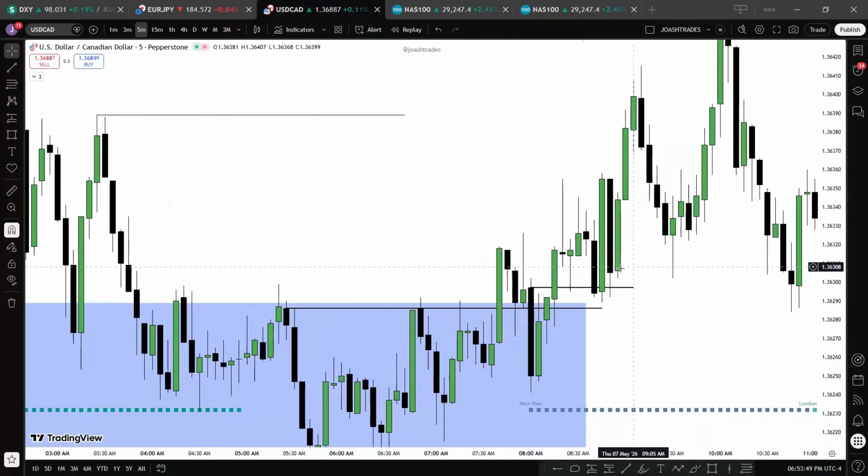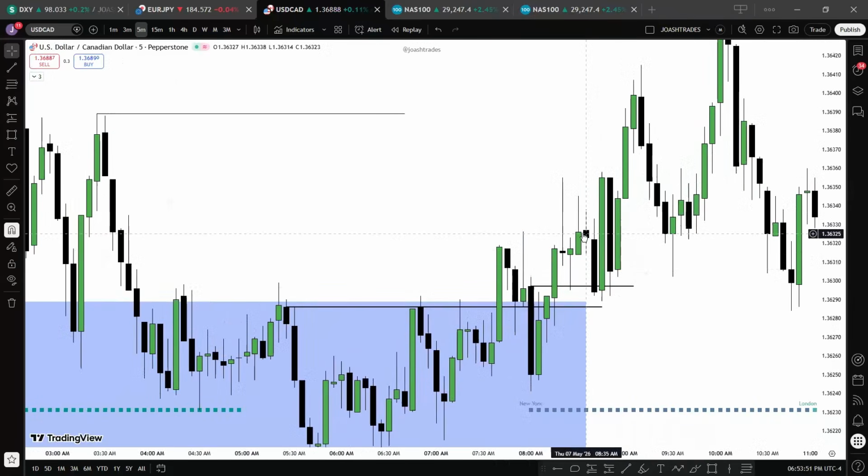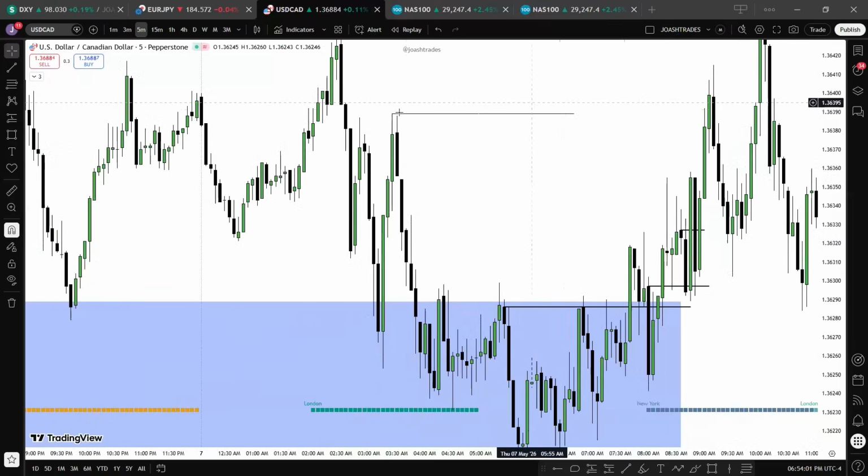Okay. Now, as price was finding support, it left what? Another bullish order block here. You can see how price rallied higher, took out this high, came back down, found support here, and then rallied again. And then took out this buy side liquidity.